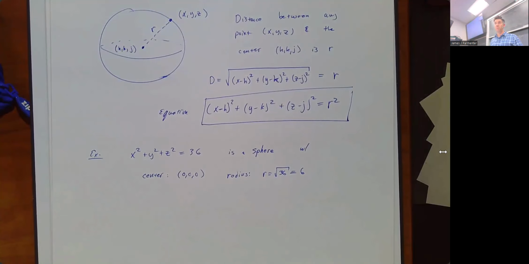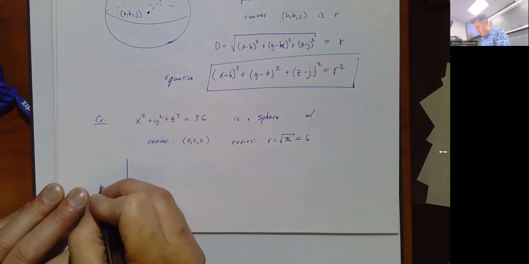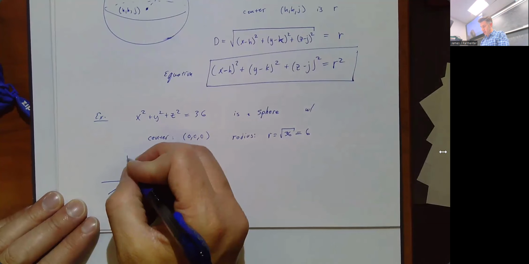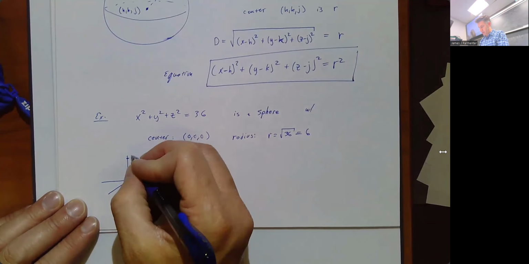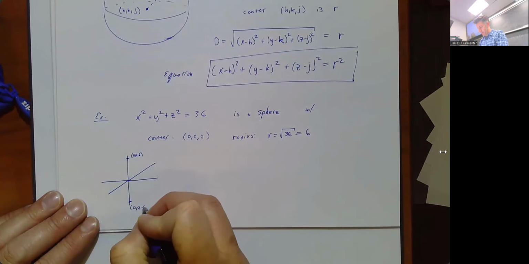It's still a square root. And if I tried to draw this accurately, I would probably do this. I would say, here's my 6, here's my 6. So (0, 0, 6), (0, 6, 0), (0, 0, -6). I probably wouldn't actually label it.